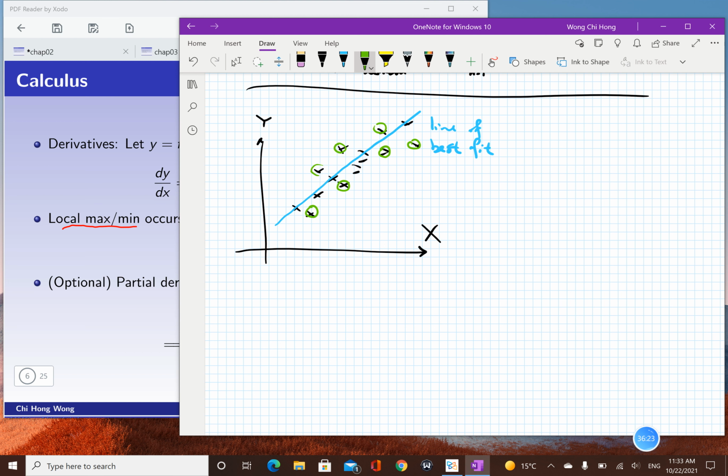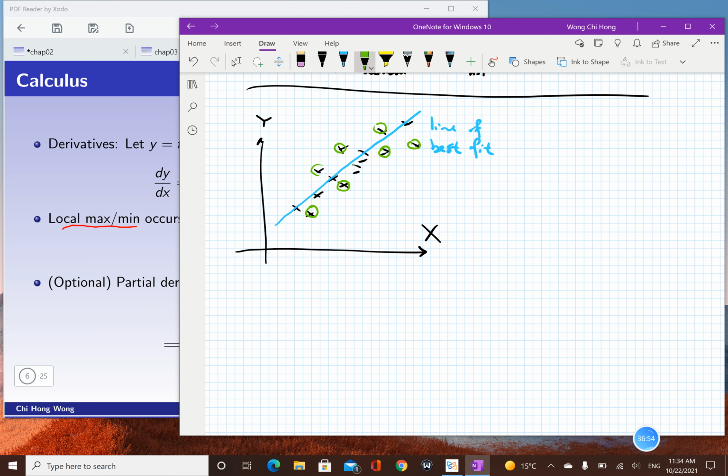Statistically, if you have done this with Excel, you plot these things on the graph, you can ask Excel to actually give you the line of best fit, and it'll give you the equation as well. We'll eventually talk about how to obtain these equations, the equation for the line of best fit.